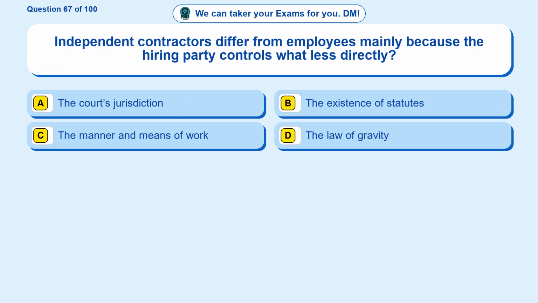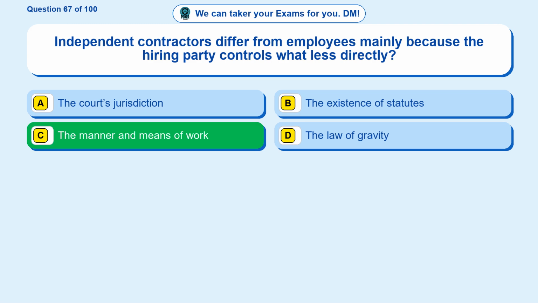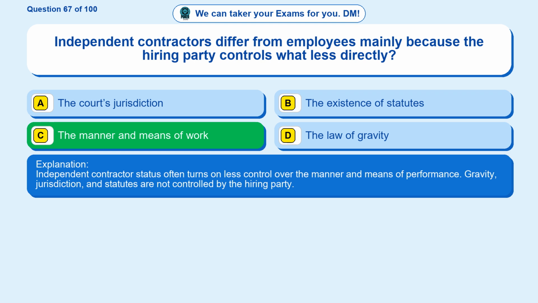Question 67. Independent contractors differ from employees mainly because the hiring party controls what less directly. Option A. The court's jurisdiction. Option B. The existence of statutes. Option C. The manner and means of work. Option D. The law of gravity. The correct answer is option C. The manner and means of work. Independent contractor status often turns on less control over the manner and means of performance. Gravity, jurisdiction, and statutes are not controlled by the hiring party.